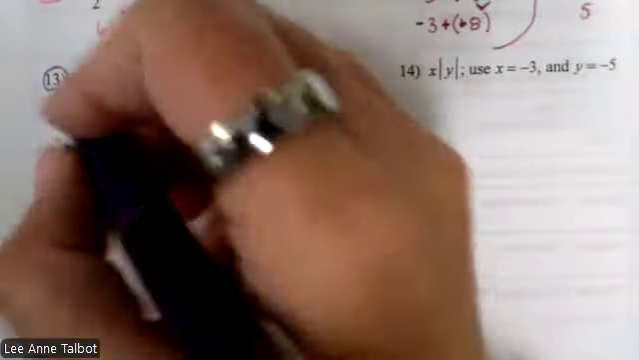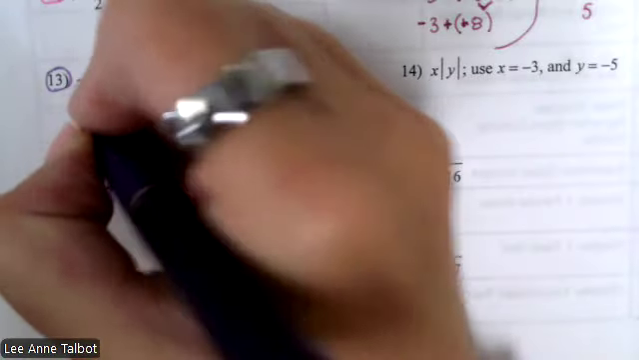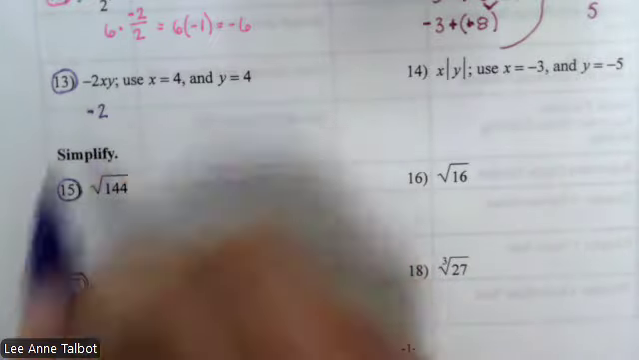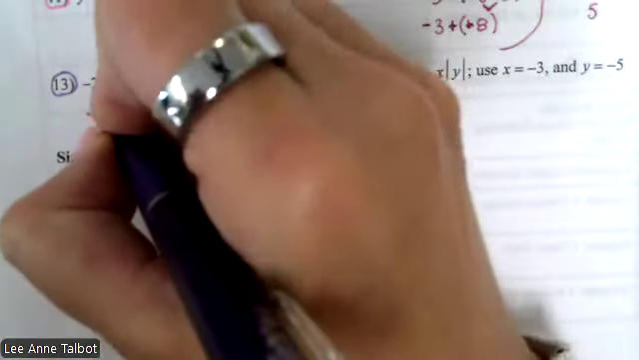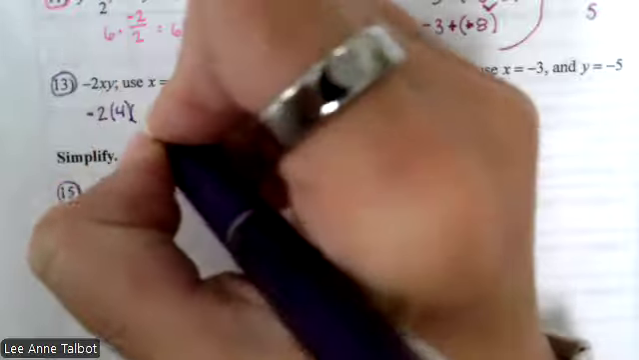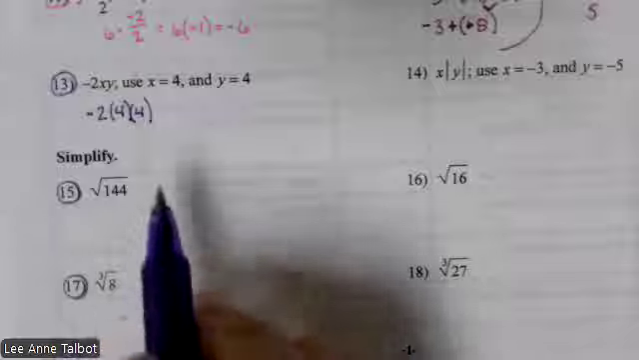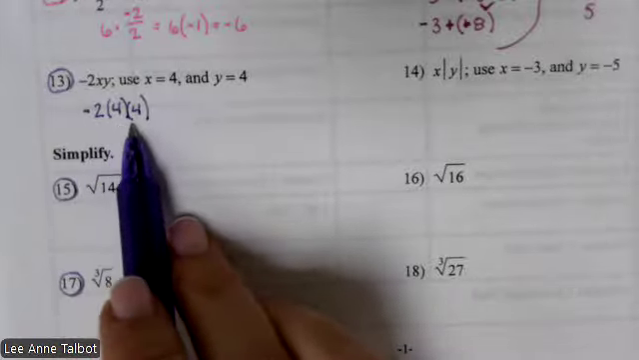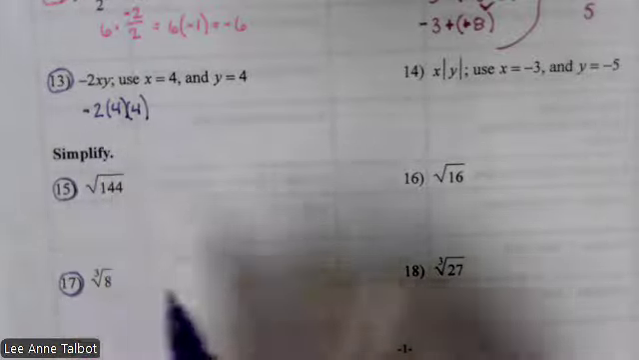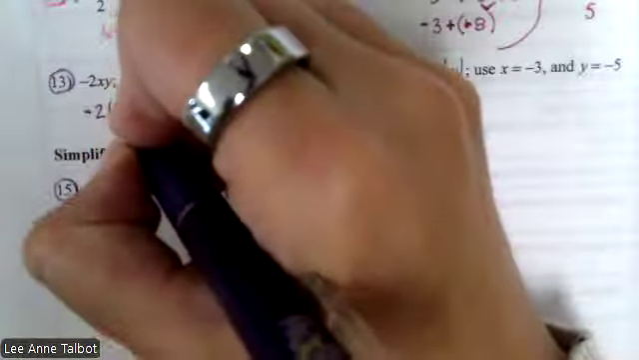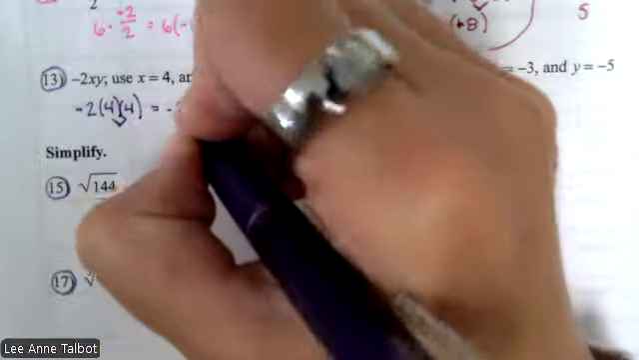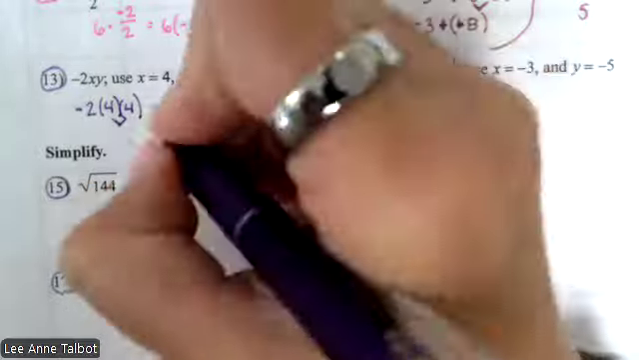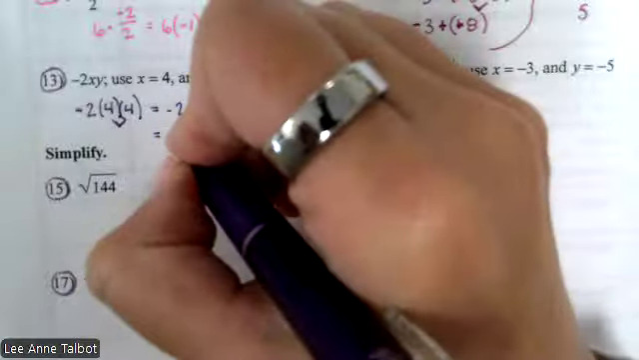Okay, so negative 2xy, because they're all right next to each other, that means multiplication. So negative 2x y. And some students think that you need to multiply both things by 2, but you don't. You just do one thing at a time. So I'm going to do this part. So this equals negative 2 times 16, which is negative 32.